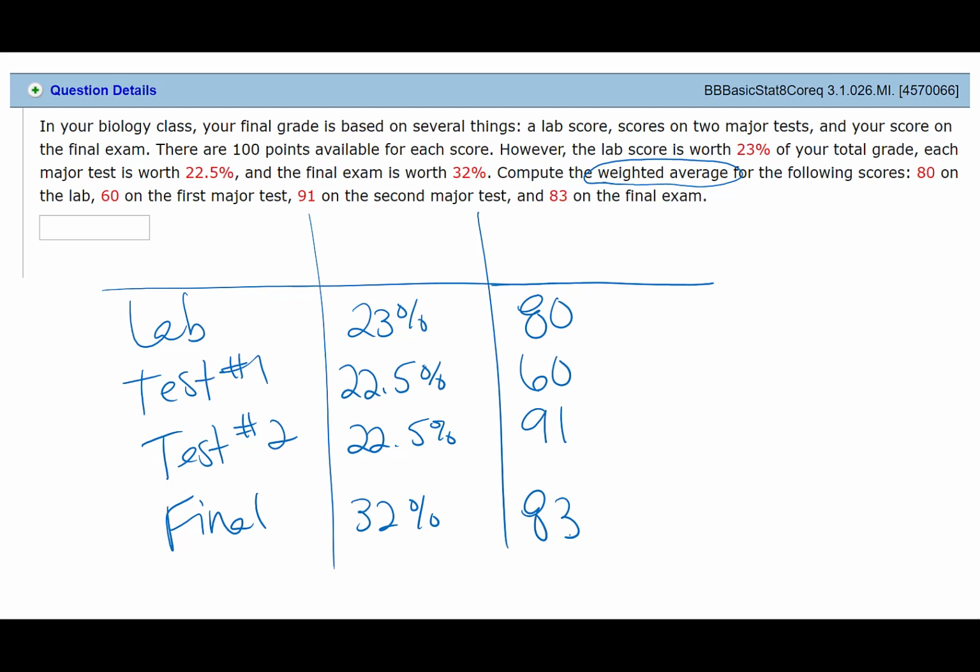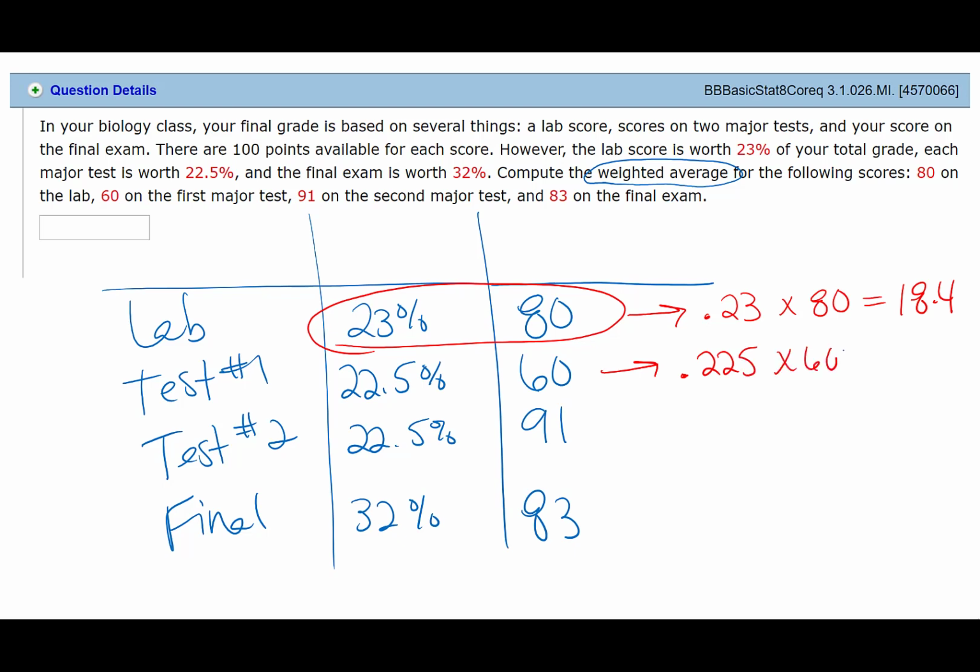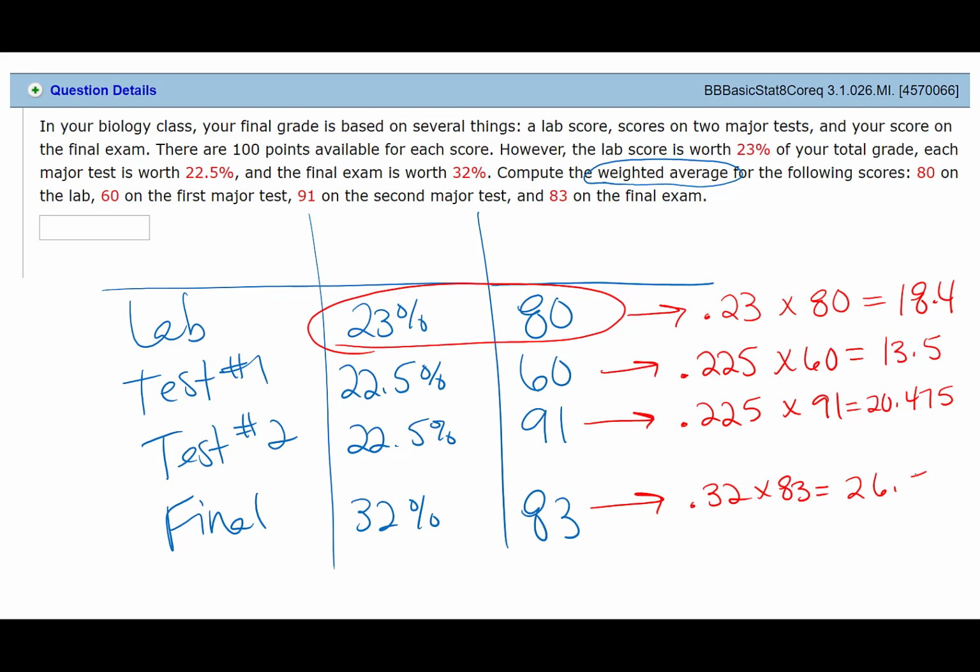In order to find the weighted average, you need to first find the percentage of each of these grades. And to do that, we will multiply the decimal version of each percentage times the actual grade and then add those all together. So we'll first multiply 0.23 times 80 to get 18.4. Next, we'll multiply 0.225 times 60, and that's 13.5. The other test will multiply 0.225 times 91, which is 20.475, and the final exam is 0.32 times 83, which is 26.56. And now we'll add those values together.